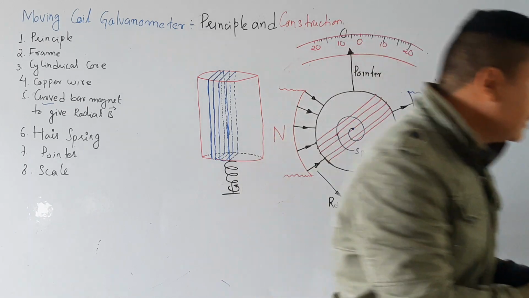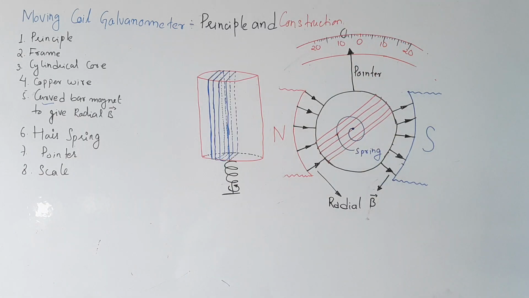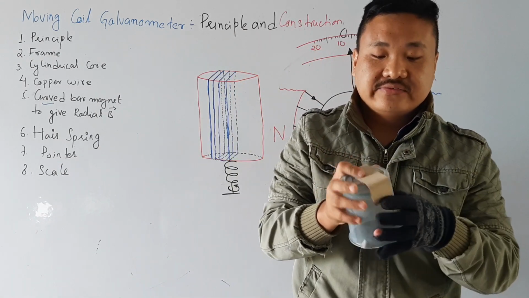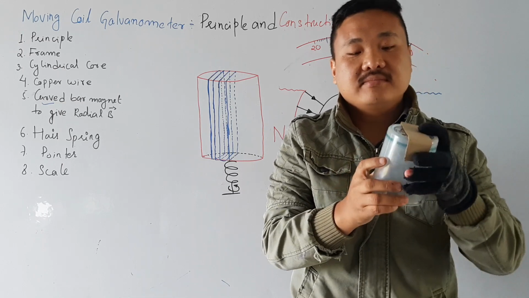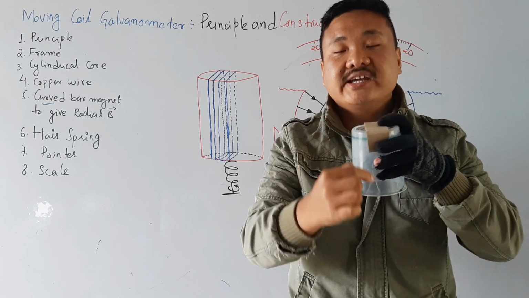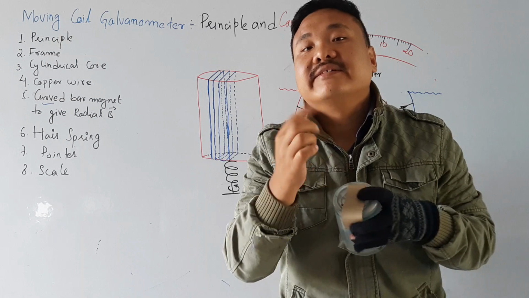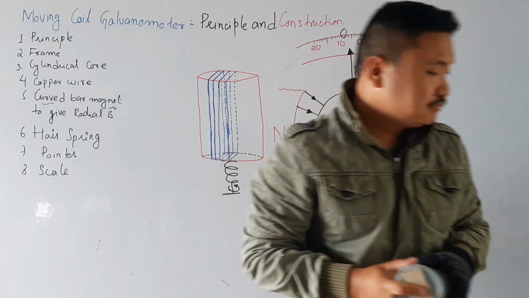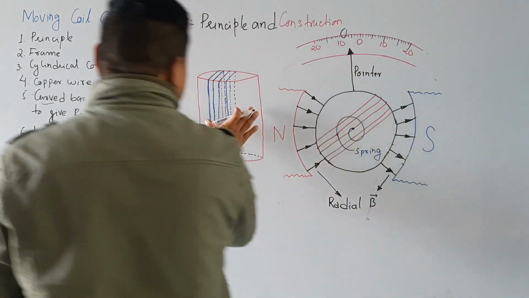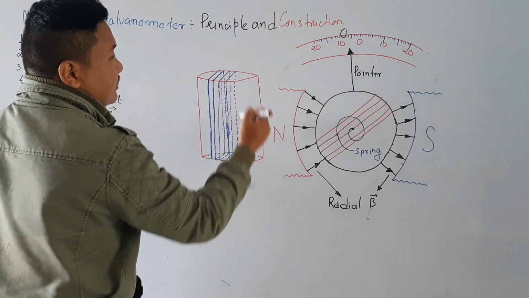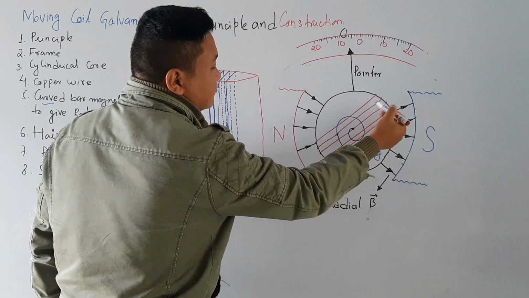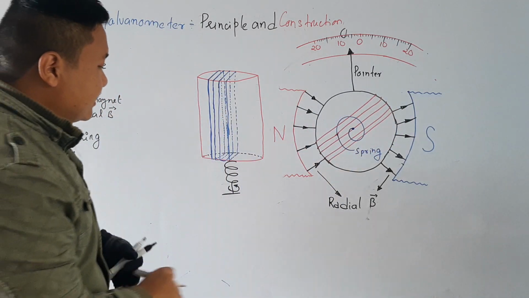For example, it is just like this rectangular frame, and on this I will wind a wire. Then the winding of the wire will look like a rectangle. So this is the cylinder, and these are my rectangular wires wound in this form. The red lines represent the rectangular coil, and this is my spring.